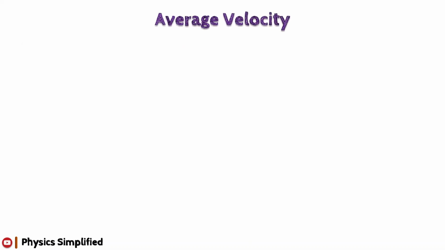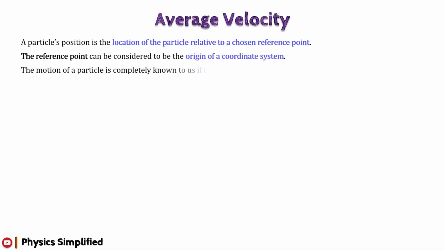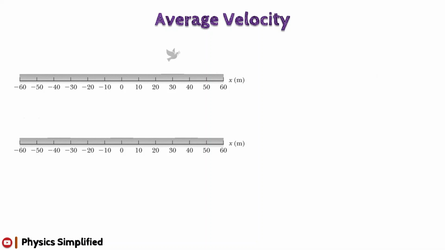A particle's position, say x, is the location of the particle with respect to a chosen reference point, which can be considered to be the origin of a coordinate system. The motion of a particle is completely known to us if the position of the particle in space is known at all times. Let us consider a bird flying back and forth along the x-axis, as shown in the figure.